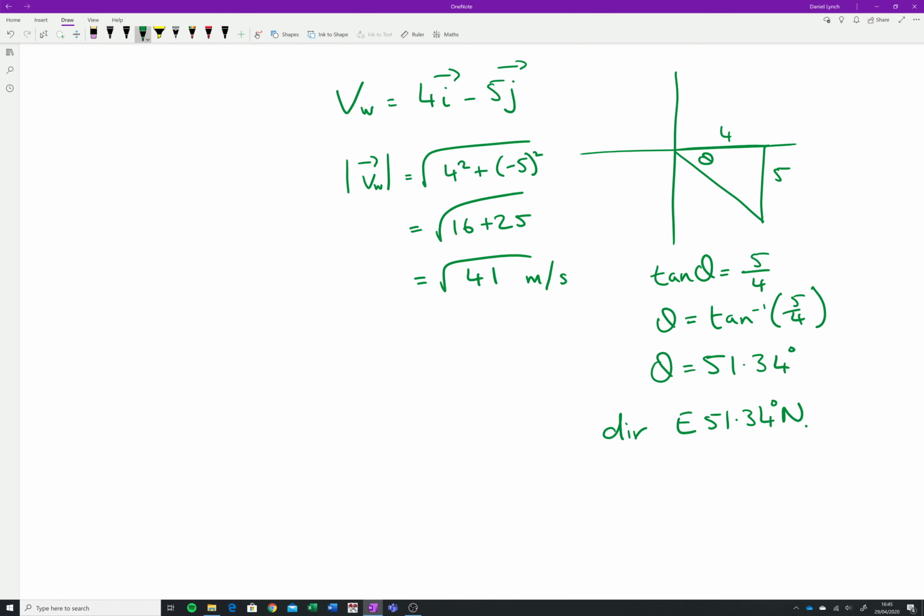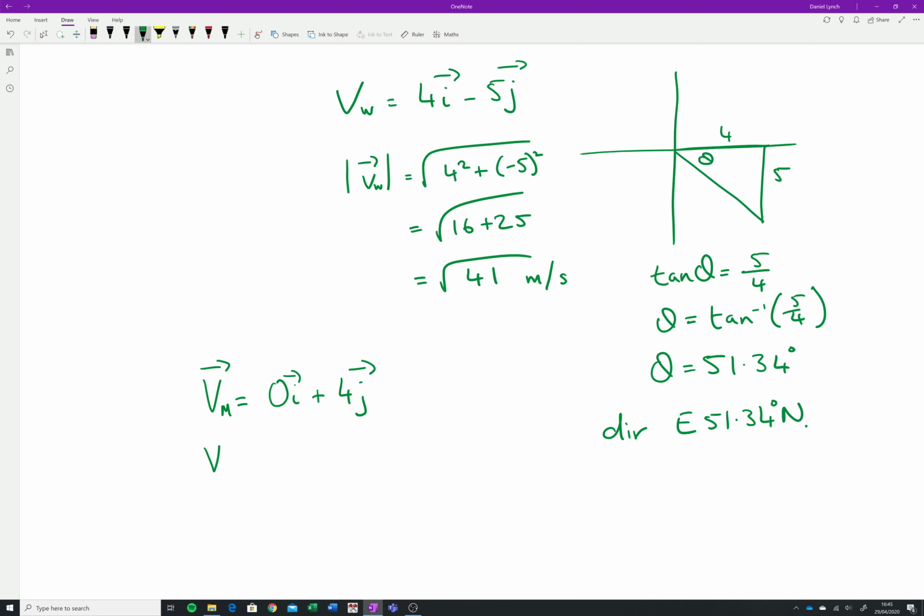If the man were to cycle north at 4 meters per second, from what direction would the wind appear to the nearest degree to blow? So what's this man now going to do? This is a new vector because he's doing something different. He's going to cycle north at 4 meters per second. So he's not going left or right, he's going up 4.